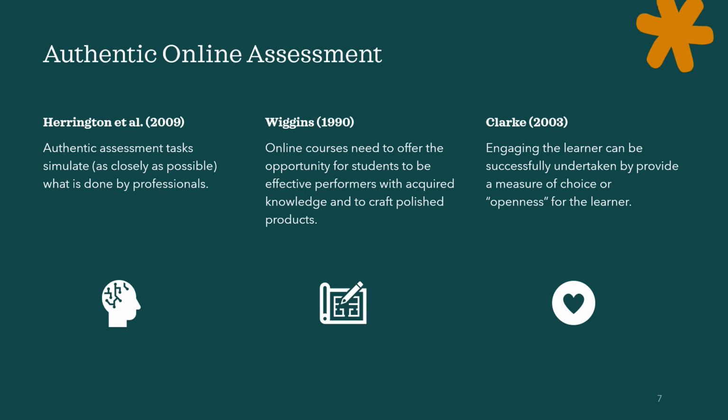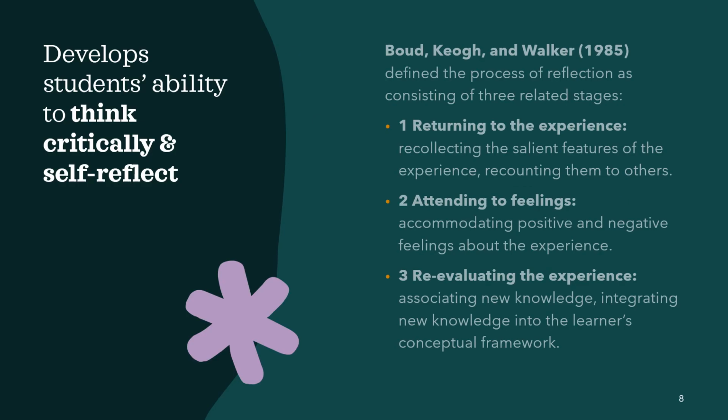Other elements of authentic learning, according to Harrington et al., include reflection, collaboration, and feedback. These will all be discussed in the following topics. Now I will discuss how the assessment tasks develop students' ability to think critically and self-reflect.